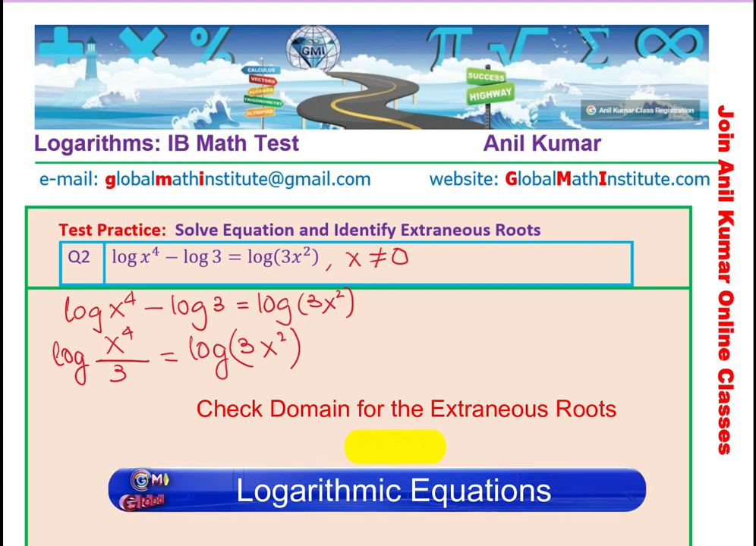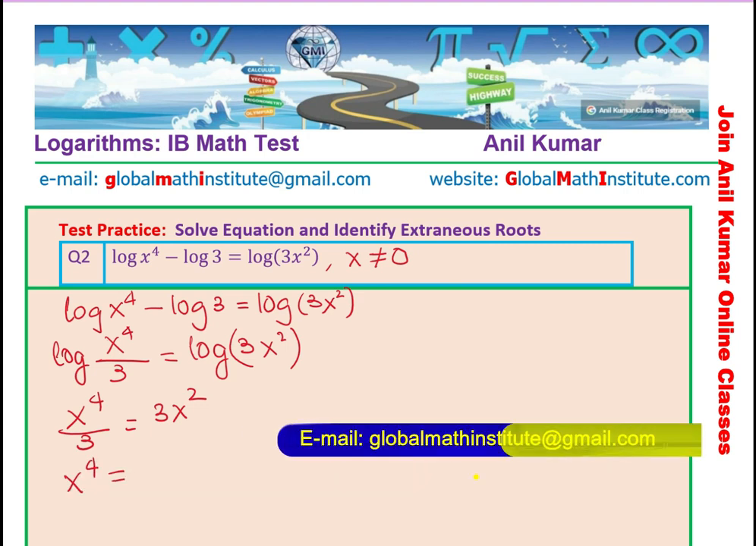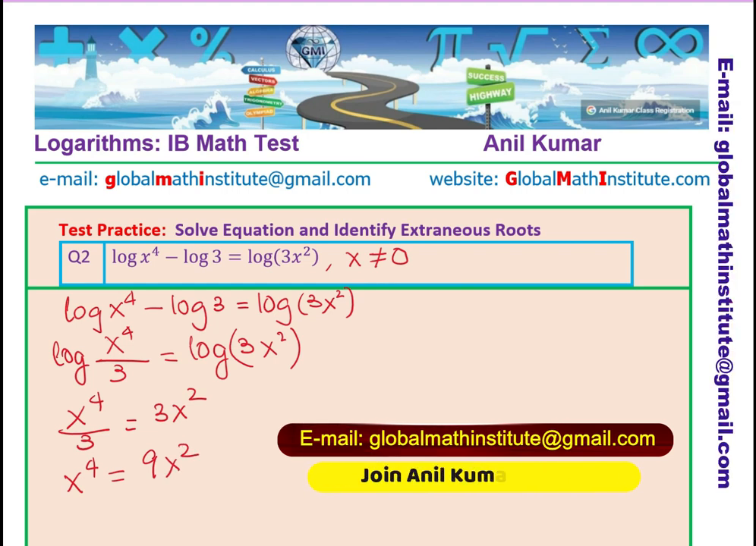Okay. So now for both logs, we could rewrite this as x to the power of 4 over 3 equals 3x squared. Cross multiplying, we get x to the power of 4 equals 3 times 3, which is 9x squared. Bring the terms together and then solve. So you can actually now pause the video, do the needful, and then continue with the solution.